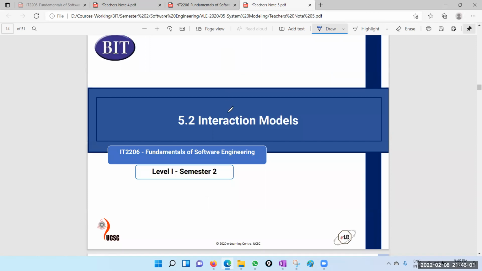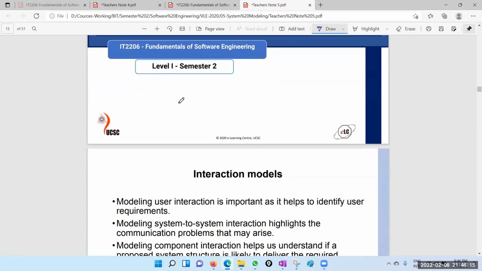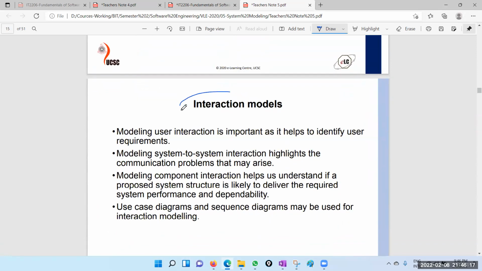Then we have the interaction models. They show how components interact. Here the most important diagrams are sequence diagrams and communication diagrams when it comes to object orientation. They show the interactions, how the different classes interact with others by passing messages. Remember we discussed message passing in semester 1 programming.